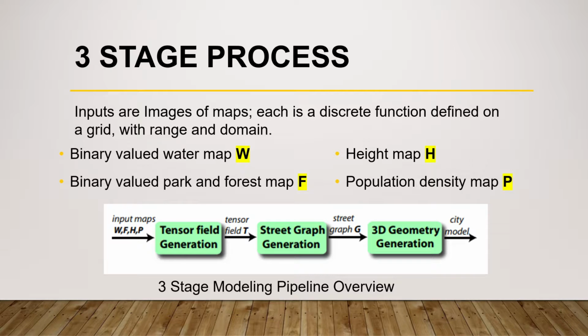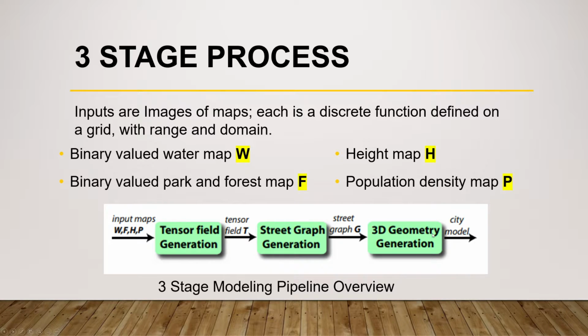So there's a three-stage process that the researchers have come up with. Stage 1 is tensor field generation, stage 2 is street graph generation, and stage 3 is 3D geometry generation. This research paper focuses on the first two parts, tensor field generation and street graph generation, because there are multiple methods of 3D geometry that they use.